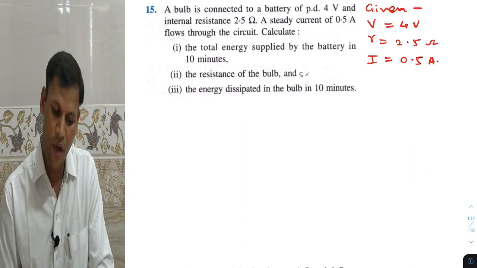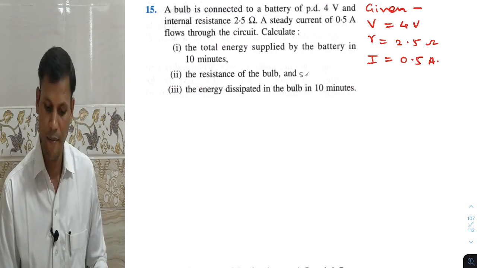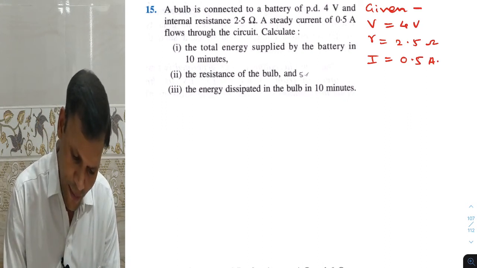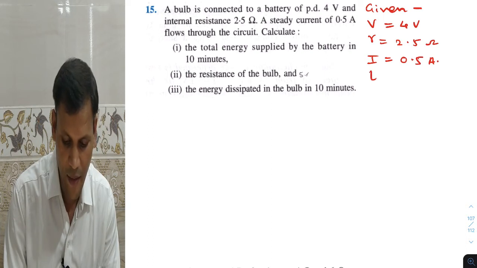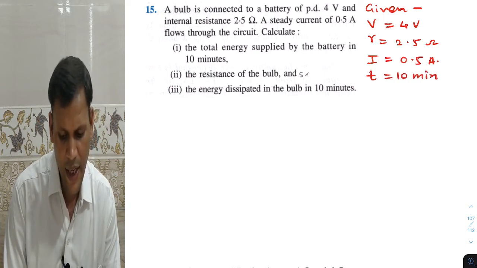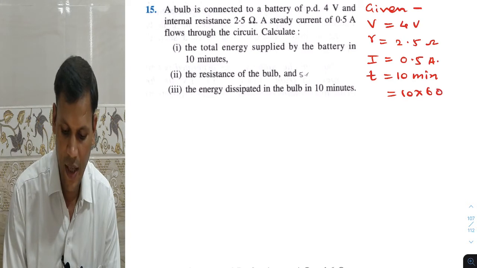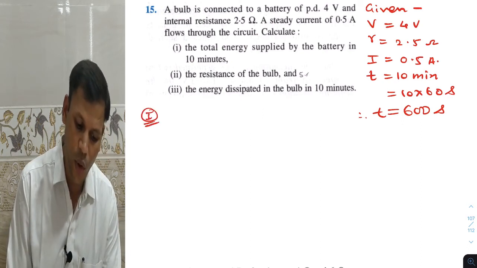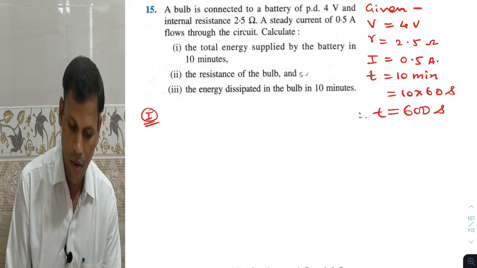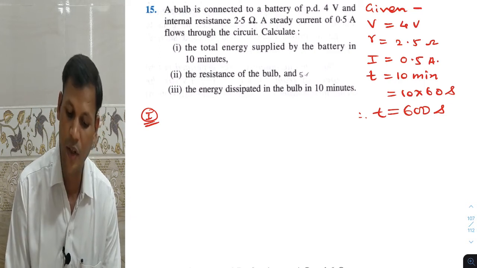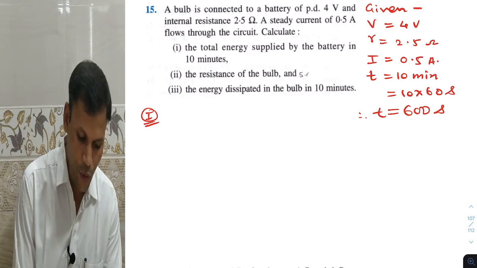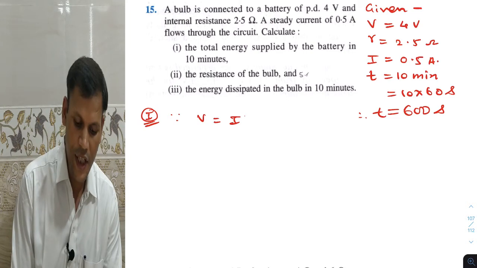So first of all I will find out total resistance, means R, total resistance we will get. Okay, and time is given as 10 minutes, which will be 10 into 60 second, that is 600 second. It is the time. So in A part we have to calculate the total energy supplied. So R तो हमें find out करना पड़ेगा, total resistance. तो we know since V is equals to IR, resistance of the bulb.